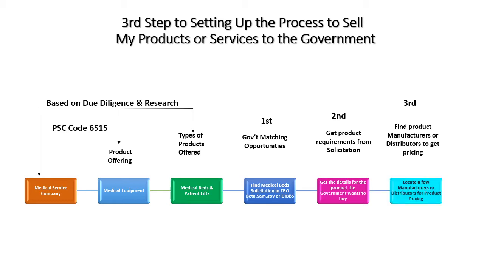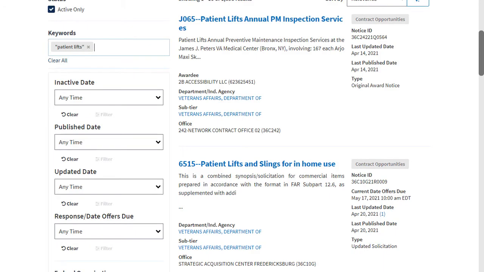So our third step today that we're going to focus on is finding the manufacturers, because I got the details. Now that I have the details from the solicitation opportunities I found, now I have to find someone who can get me the product. So I went to fbo.gov, and this is what I did. I put in the term patient lifts because I wanted to find patient lifts. I want to sell some patient lifts to the federal government. And look what I found.